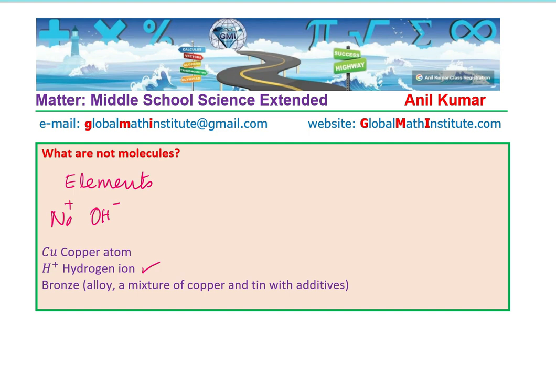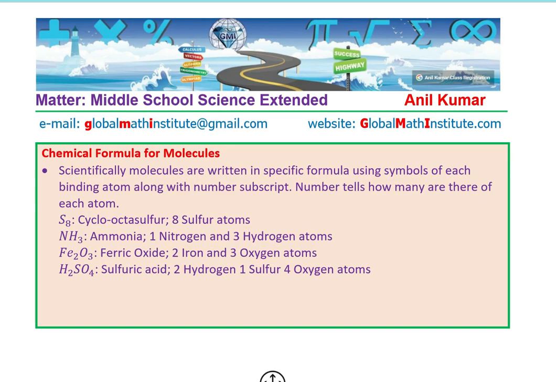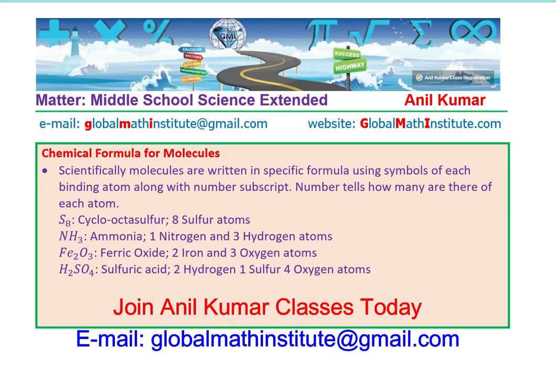Okay, now here we will have a second look at how we write the molecules. Scientifically, molecules are written in a specific formula using symbols of each bonding atom along with a number subscript. The number tells how many there are of each type, right? For example, S8, as we said, is an allotropic form of sulfur. Cyclooctasulfur, 8 sulfur atoms, right?